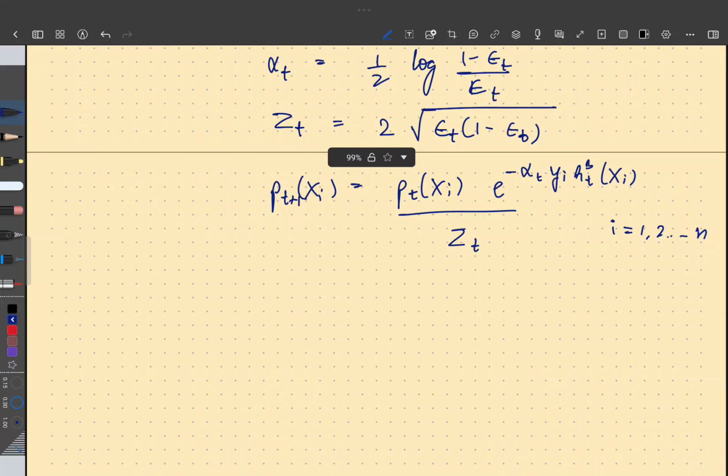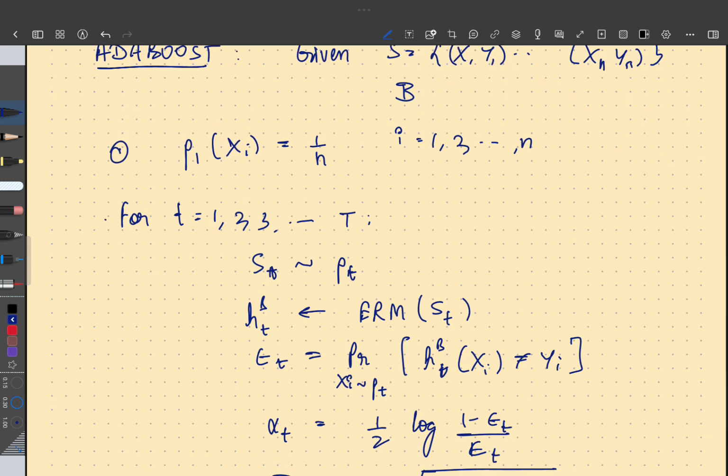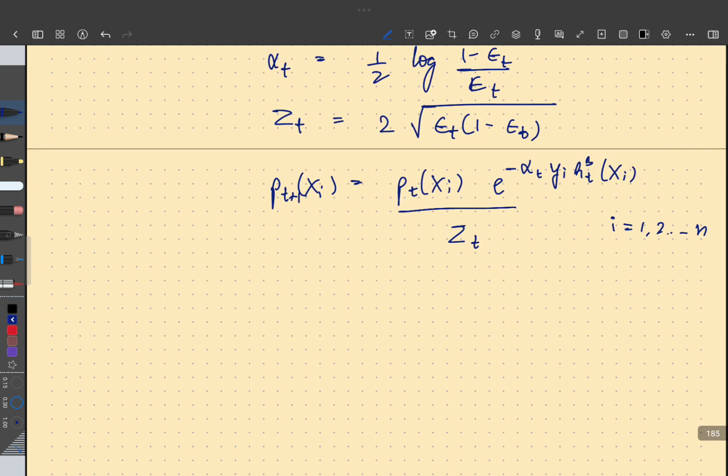And at the end, once you finish running all of these steps, you output h hat, which is the sign of the summation t equal to 1 to capital T of alpha t h_t. So this is the final predictor.